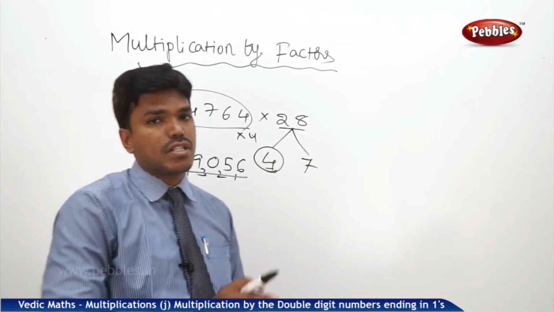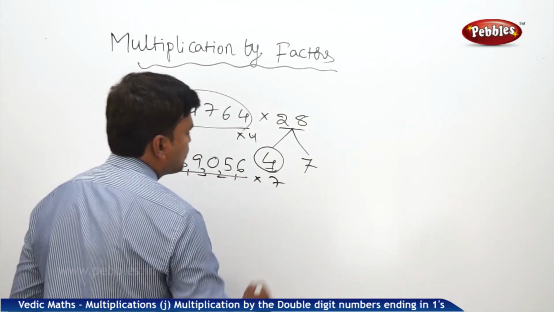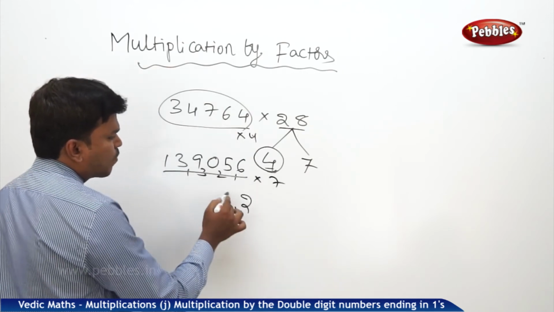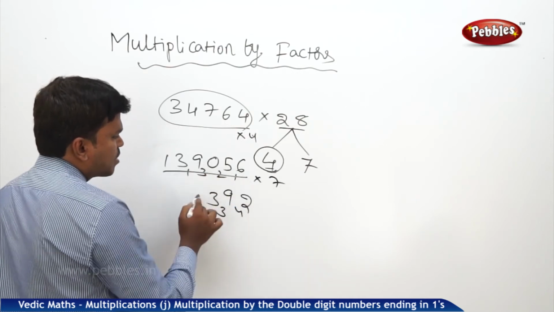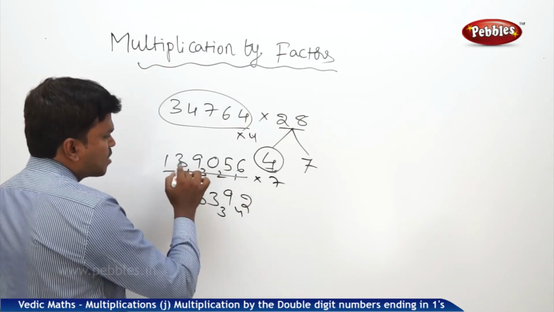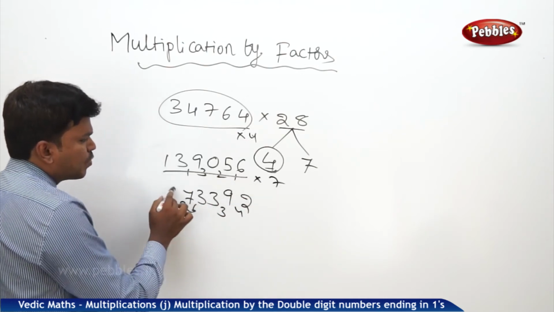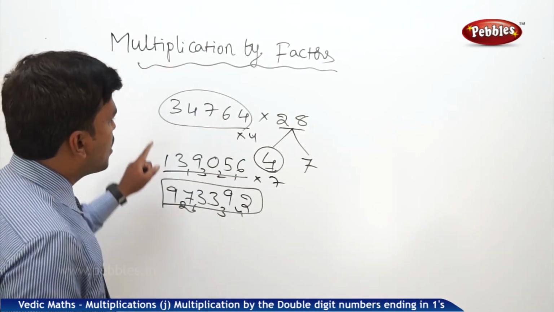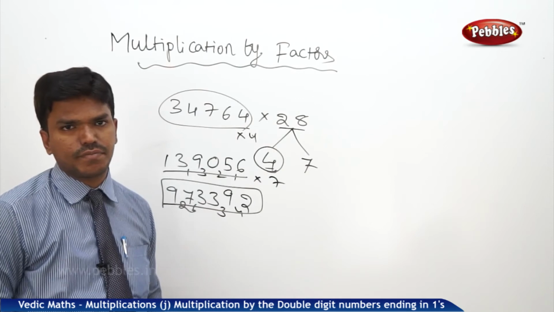But actually this is not my answer. Now again multiply this number by 7. So see here, 7 6s are 42, 4 carry, 7 5s are 35 plus 4, 39, 7 zeros are 0 plus 3, 3. 7 9s are 63, drop 3, carry 6. 7 3s are 21 plus 6, 27. 7 1s are 7 plus 2, 9. So finally this will be your answer if you multiply 34764 into 28.